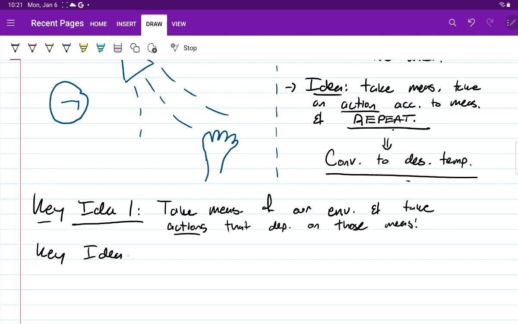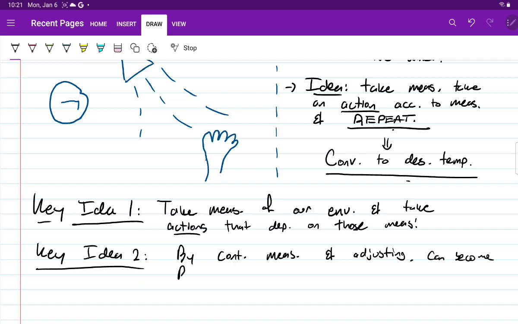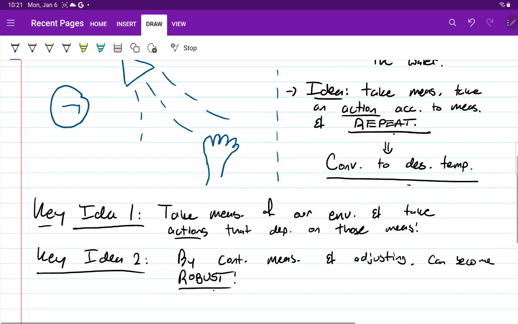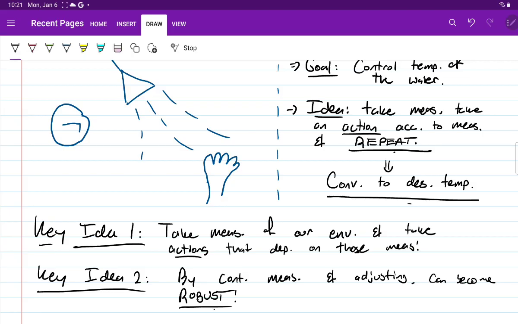key idea 2 is by continually measuring and adjusting, we can become robust. Let's say something happens to our system that we weren't expecting. Let's say, I don't know, your roommate turns on the dishwasher or your roommate jumps in the shower next door or something like that.